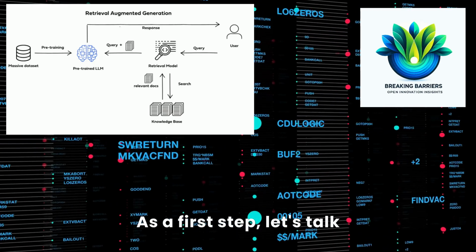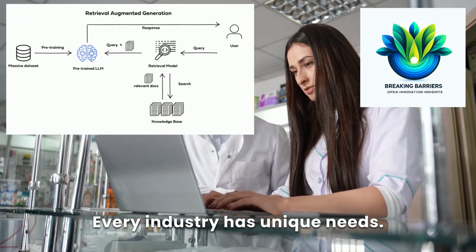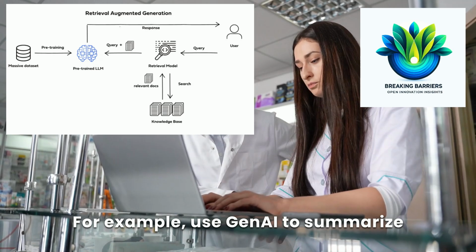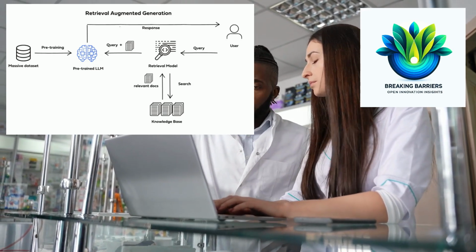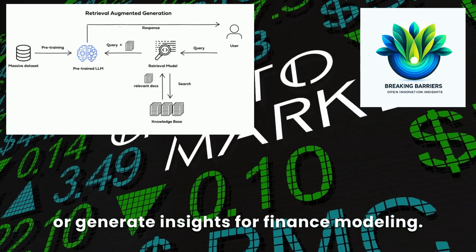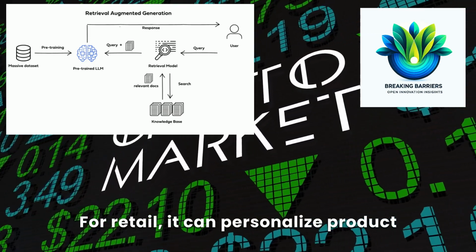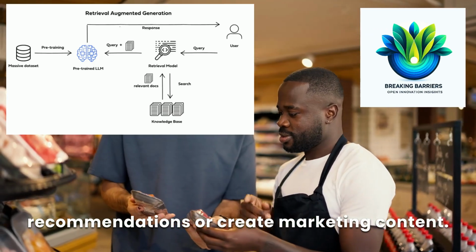As a first step, let's talk about your industry-specific objectives. Every industry has unique needs. For example, use GenAI to summarize patient records or research papers in healthcare. It could help improve customer service or generate insights for finance modeling. For retail, it can personalize product recommendations or create marketing content.